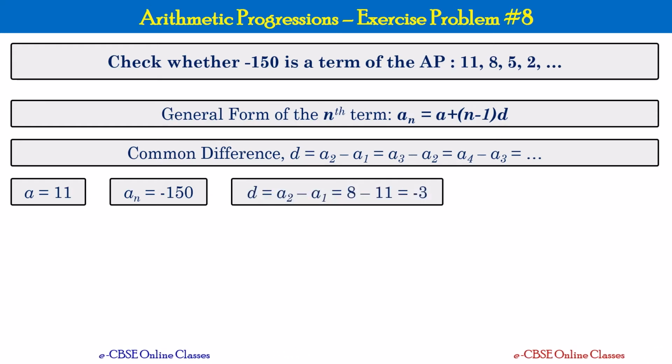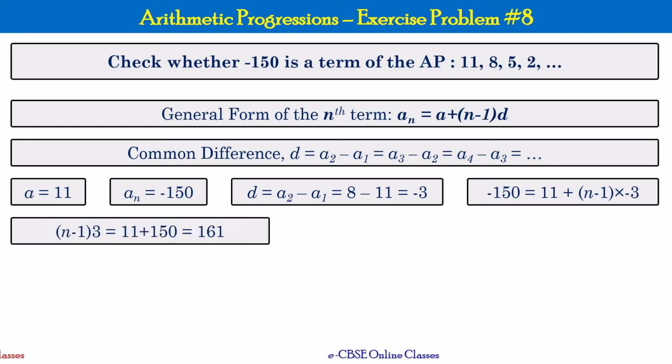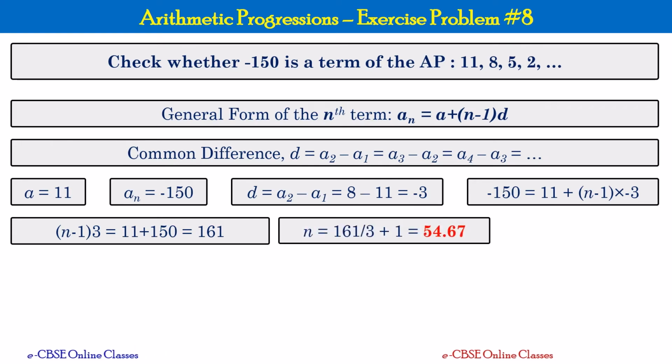Common difference D, I am using the first two terms, so A2 minus A1, that is equal to 8 minus 11 equal to minus 3. So substituting all the values of A, An and D into the above formula, it becomes minus 150 equal to 11 plus n minus 1 times minus 3. Rearranging this equation, it becomes n minus 1 into 3 is equal to 11 plus 150, that is 161. So n is calculated as 161 by 3 plus 1. It's coming out as 54.67.